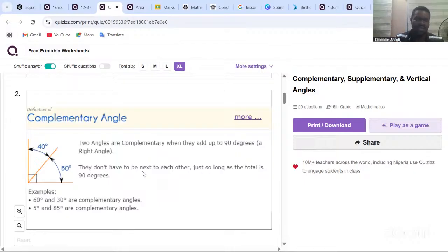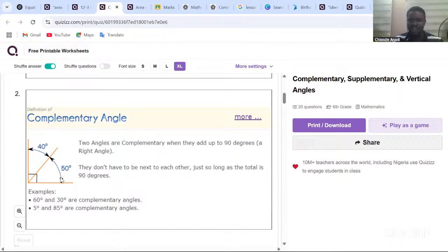You can see the diagram that we have here. We have an angle of 40 degrees and an angle of 50 degrees. When you add 40 plus 50, it must surely give you 90. And 90 degrees is already our right angle, which shows that it is a complementary angle. So 40 degrees plus 50 degrees are complementary angles because when you add them up, they give you 90 degrees.